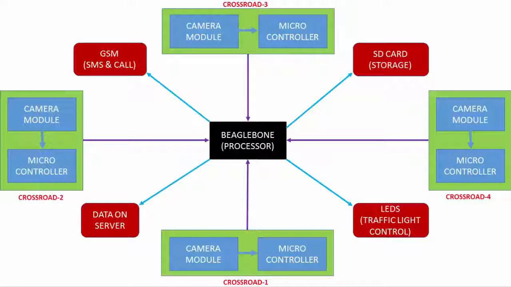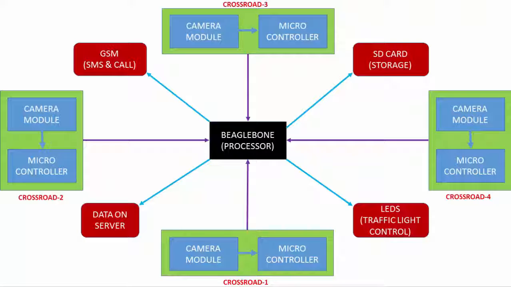We have used 4 camera modules which provide the data to the processor, which is BeagleBone Black. The BeagleBone Black manipulates the data and provides appropriate green time to all the traffic crossroads. Hence, the traffic is effectively managed.